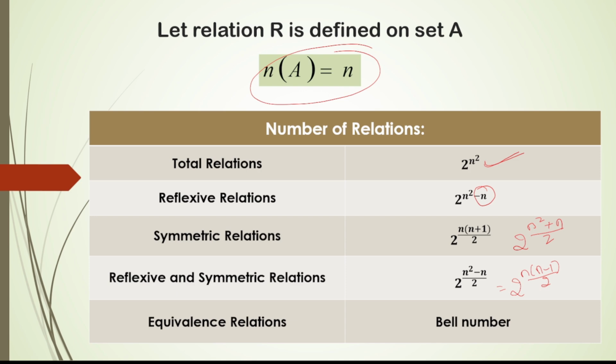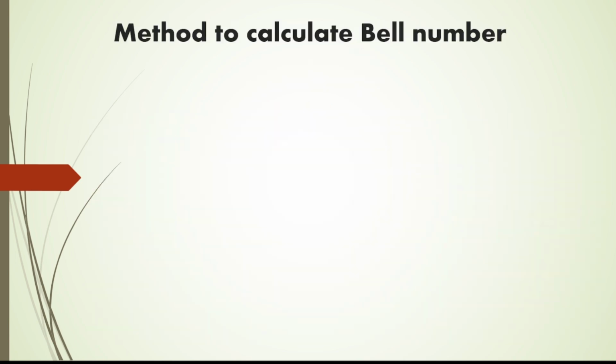If we want to find the equivalence relation, which is reflexive, symmetric as well as transitive, we use a special number called the Bell number. Now let us discuss how to find this Bell number.